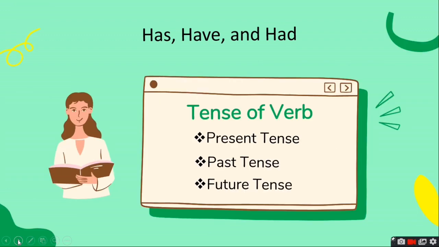The first thing we need to consider is the tense of the verb. In English, there are three main tenses: present tense, past tense, and future tense. Let's review the tenses of the verb. When we say present tense, it refers to actions happening or being experienced at the moment. Past tense indicates that the action is completed or no longer happening. Future tense refers to actions that will happen or are yet to be done.